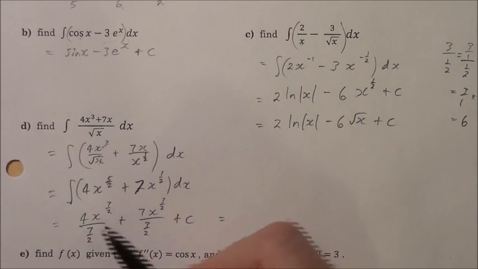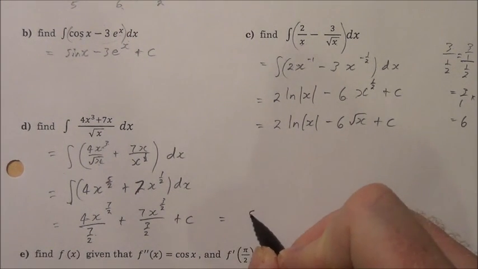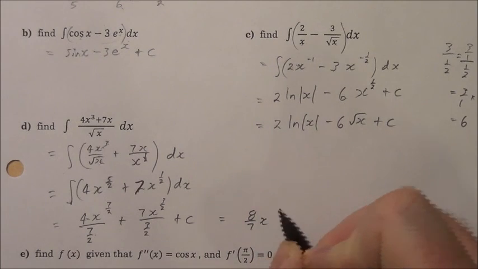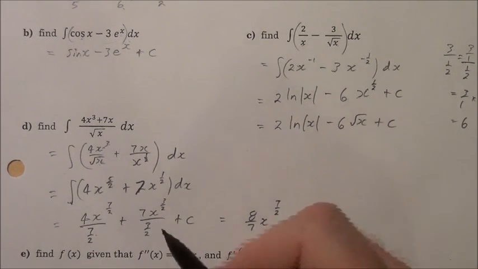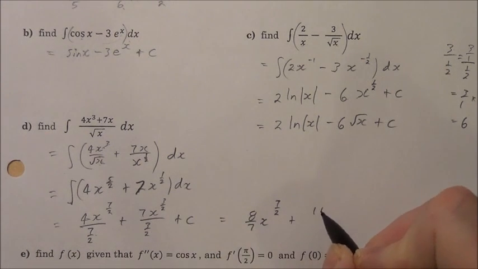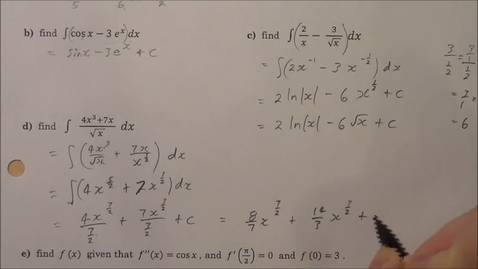And then I'm just going to simplify this part here. So that's 4 over 1 divided by 7 over 2. We flip and multiply, and we end up getting 8 over 7 x to the 7 over 2. And then we do the same thing here, flip and multiply, and get 14/3 x to the 3/2 plus c.